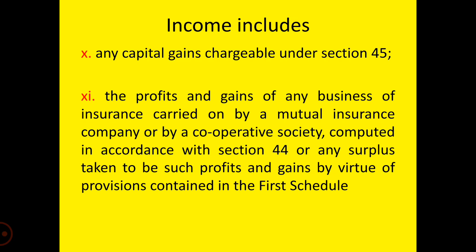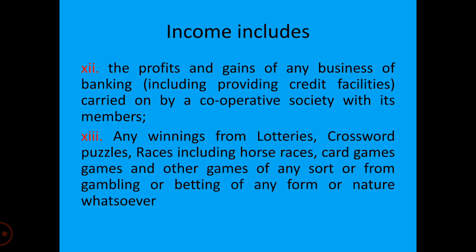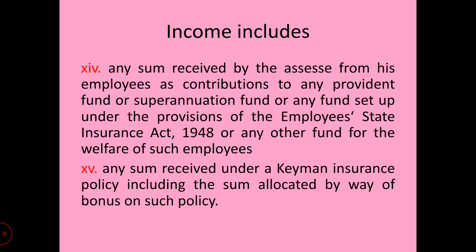The profits and gains of any business of insurance carried out by a mutual insurance company or by a cooperative society, computed in accordance with section 44, or any surplus taken to be such profits and gains by virtue of provisions contained in the first schedule. Income includes the profits and gains of any business of banking, including providing credit facilities to its members, by a cooperative society.